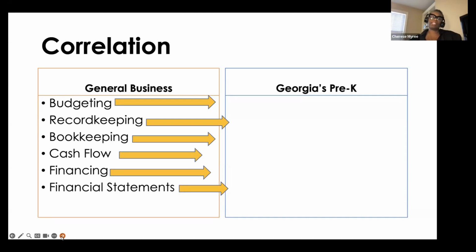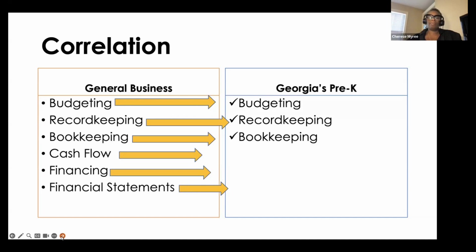The illustration on this slide is to give you a visual to let you know that what you're already doing in your current operations are the exact same things that correlate to Georgia pre-K. So you have to budget. You have a budget at the beginning of the year of how much funding you're going to receive. There are record keeping requirements that you have to meet. You have to track or account for those expenses for Georgia pre-K.